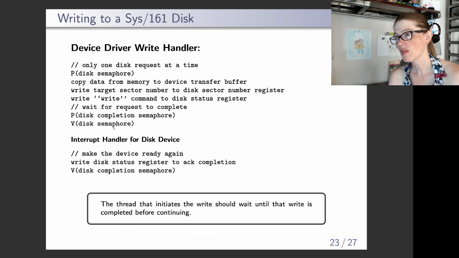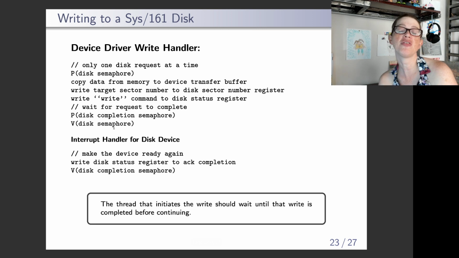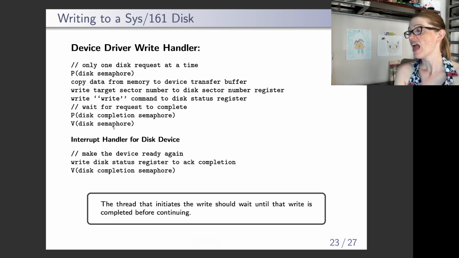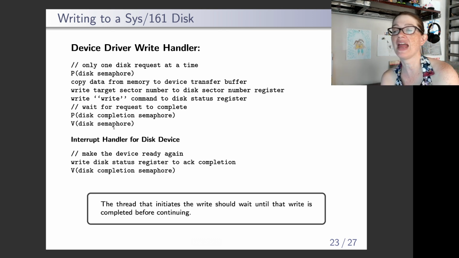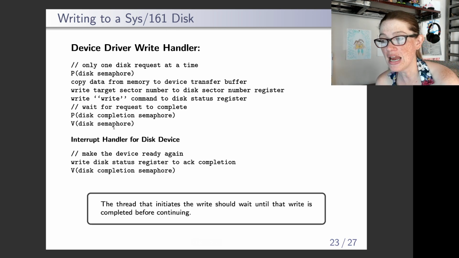Then to write to the disk, we first put our data into the transfer buffer. Remember, that's an entire sector. Whether or not we want to use the entire sector, it doesn't matter. It's going to write the entire sector either way. So we put the data into the transfer buffer. And then we are going to write the target sector number into the sector register, and then we will put write into that command disk register. The write will then begin.